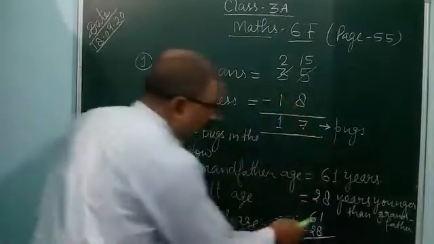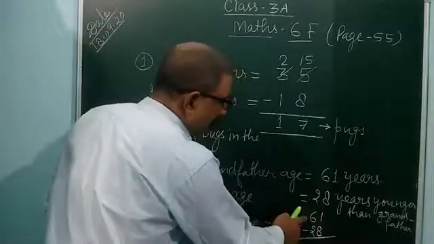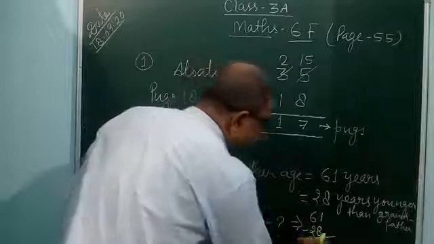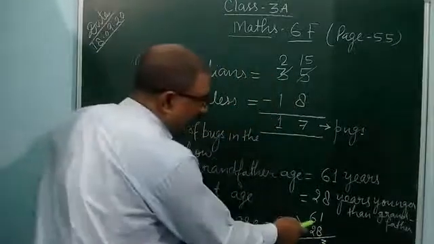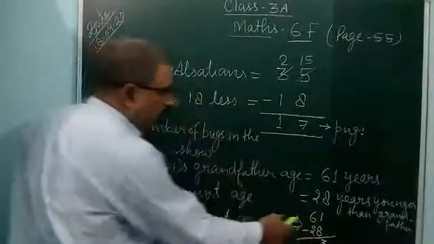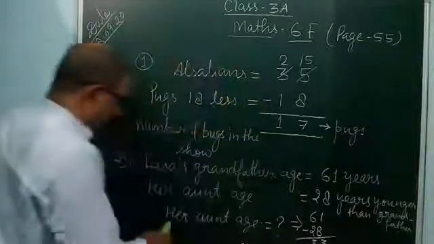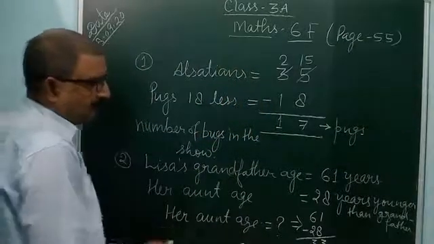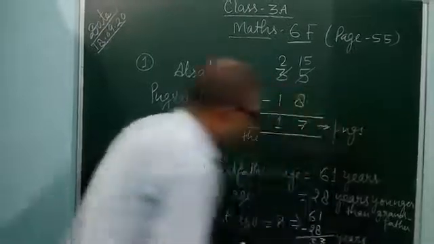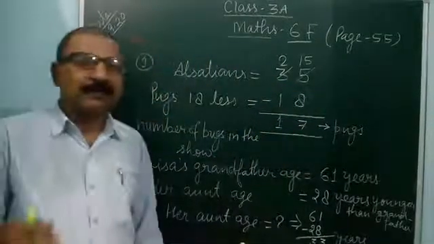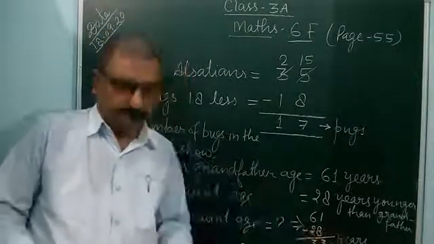From 1, 8 cannot be subtracted, so it will borrow from 6. Here it will be 11. 11 minus 8 is 3. And here remaining 5 because 6 has given 1. So 5 minus 2 is 3. It means her aunt's age is 33 years. Her aunt is 33 years old. So the answer will be 33 years.